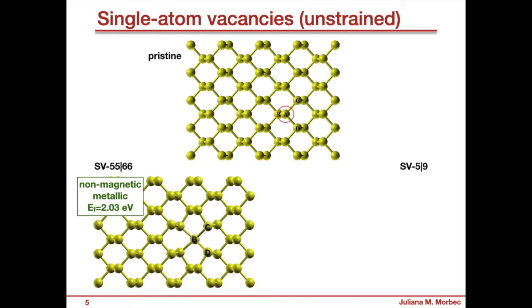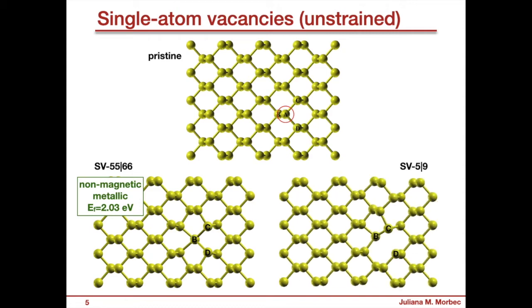Another configuration that you can have here is what you call the SV59. That's an asymmetric configuration. Atom B doesn't move further to bond with atom D. It bonds just with atom C.